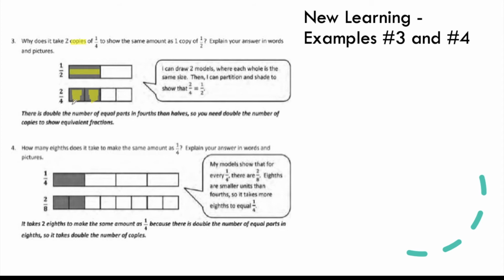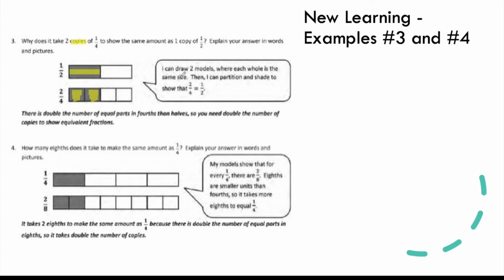Why does it take 2 pieces of 1/4 to equal the same amount of 1/2? How come I need 2 1/4 pieces or 2/4 to make the same space as 1/2? We're going to keep saying copies because that's what they're saying. But I don't know that that's how Miss Fifield or Miss Cotter would say it, but we're just going to keep it moving. So here's their example, their thinking, and then we'll look at their written answer. I can draw 2 models, so they drew 2 fraction strips.